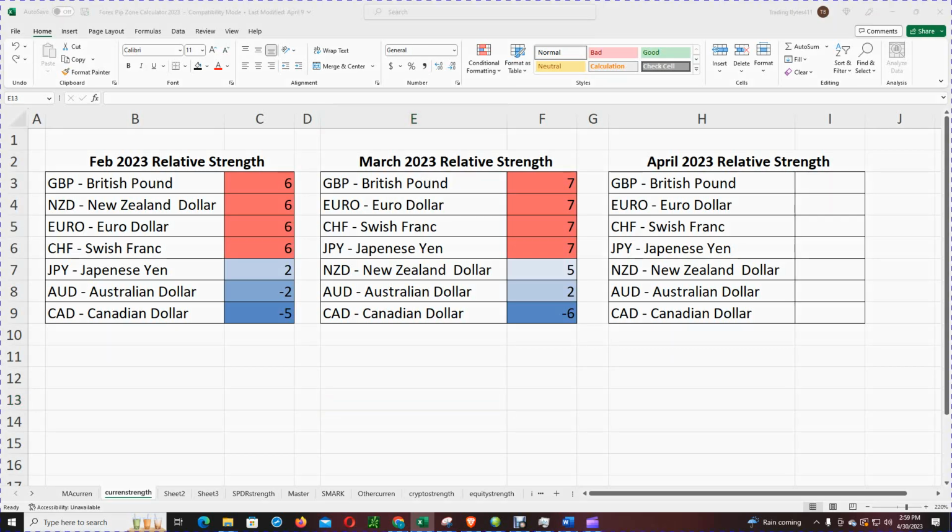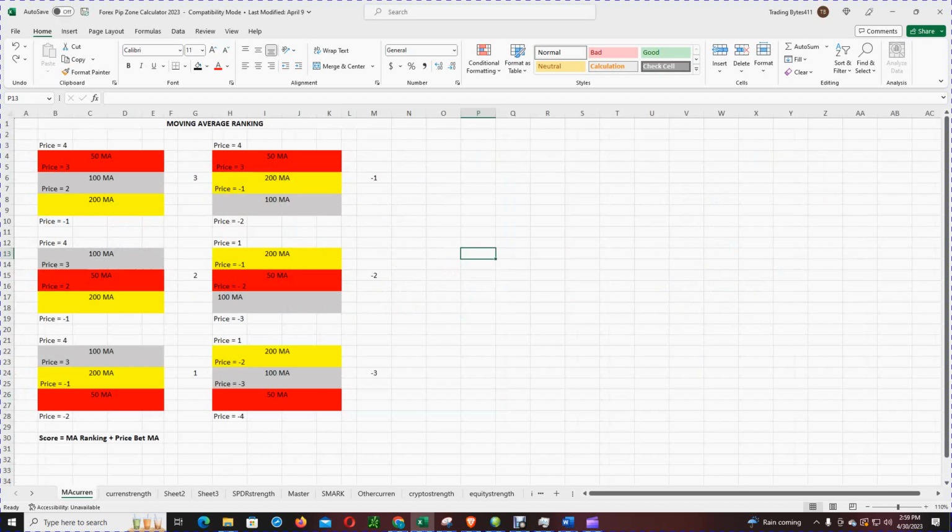This is the Forex relative strength analysis for April. I've done this the last couple of months, and the numbers here are based on a ranking system that I developed a couple of years ago, using simple moving averages, the order of those moving averages assigning a particular value, and where price is in between or above or below the moving averages, assigning a value as well.